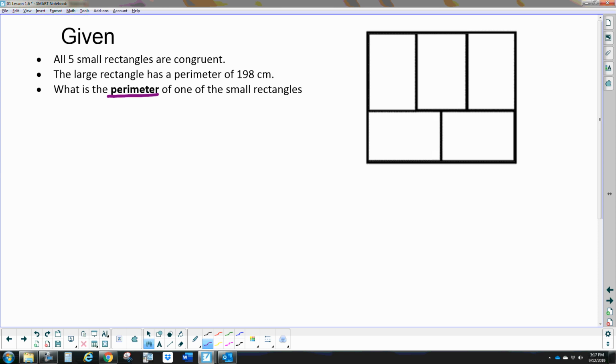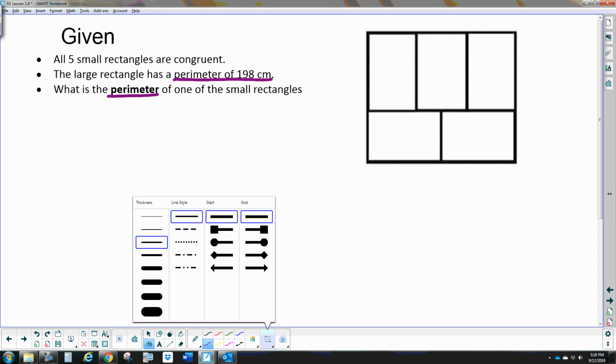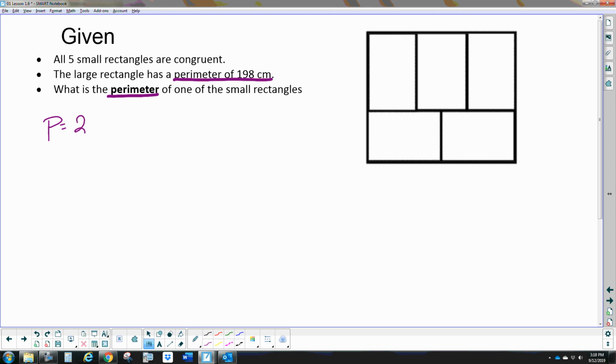First of all, we're looking for the perimeter of one of the small rectangles, but we know the perimeter of the large rectangle. Let's think about what perimeter means in a rectangle. We know this is a rectangle because it's made up of 5 smaller congruent rectangles, so all 4 angles are 90 degrees. The perimeter of a rectangle equals twice the length plus twice the width.